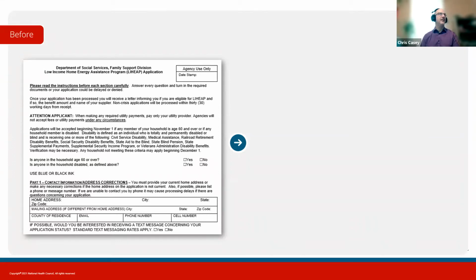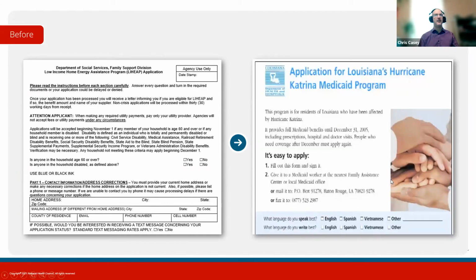The title says Department of Social Services Family Support Division Low Income Home Energy Assistance Program application. And so by way of comparison, here's a material that puts the most important information first.